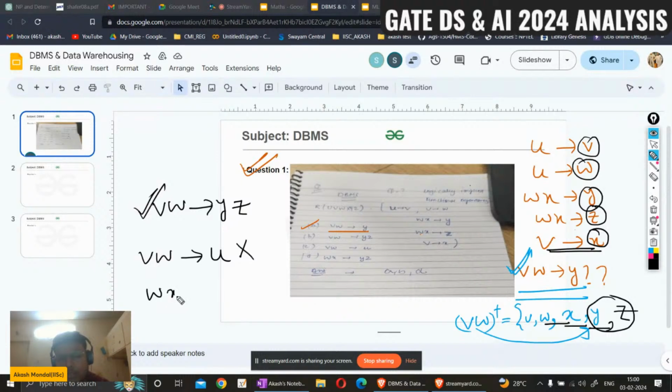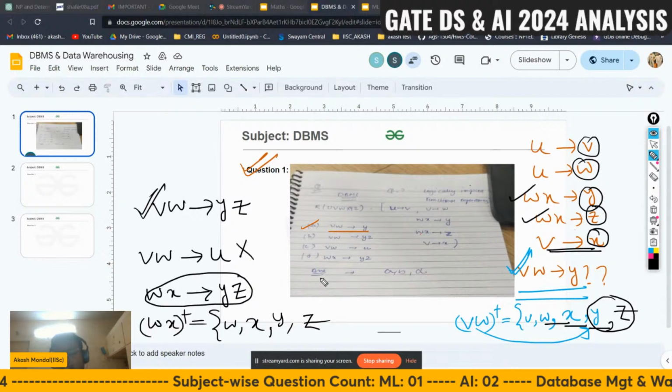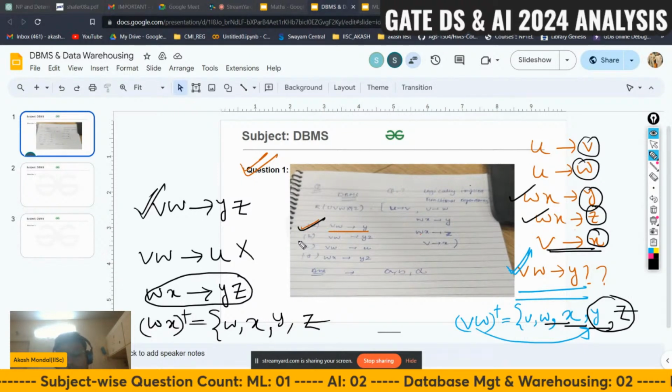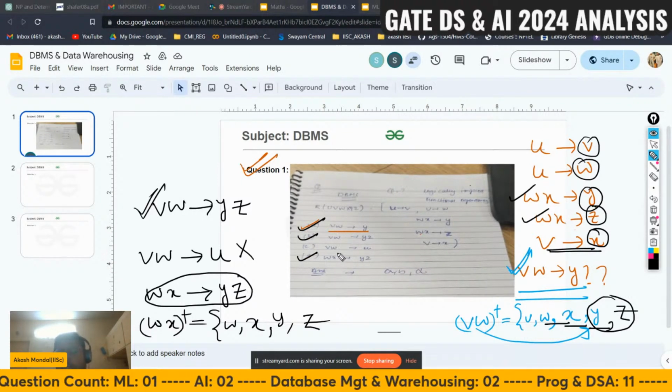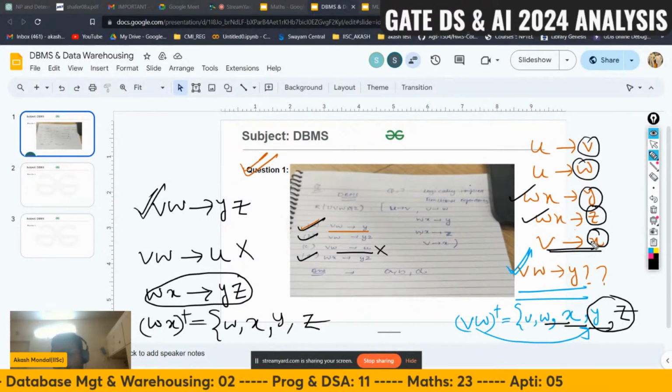Which is WX to YZ. For that we need to consider the closure of WX. From WX we can derive W and X. From WX we can derive Y, and from WX we can derive Z using this one and this one. So from WX we can easily derive YZ. So option A is correct, option B is correct, option D is also correct, but option C is incorrect because from VW we cannot derive U, since U is not present in the right hand side.